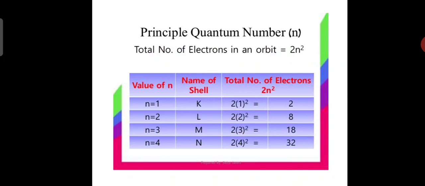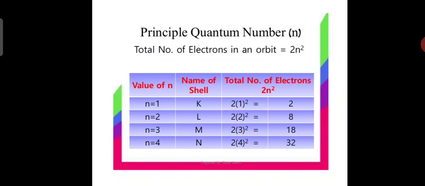So, what are the possibilities in the first energy level? It can have just 1 electron, or it could be 2. It can be less, but it cannot be more. So, the first energy level cannot have 3 electrons.